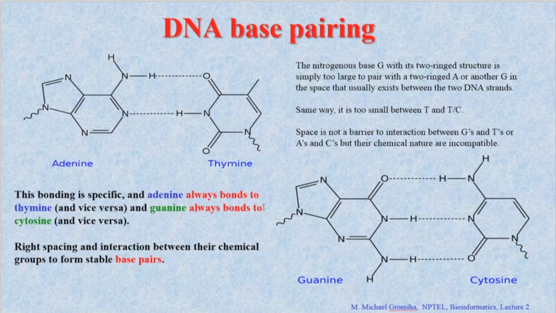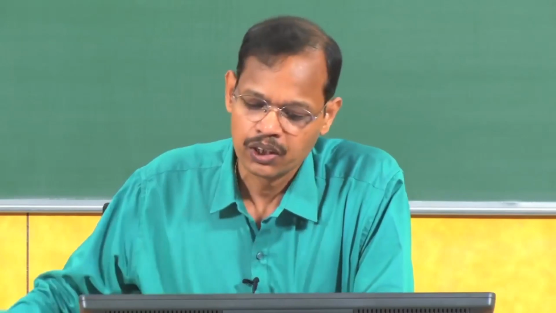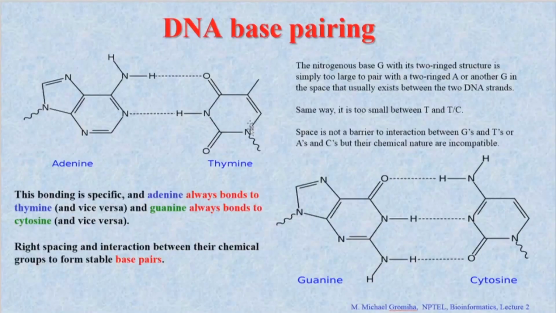If you try to pair two purines or two pyrimidines, either they have extra space, which also means a loss of energy, or they are very crowded, and due to steric interaction they are not able to pair with each other. So there are two reasons: one is the steric hindrance and the second is the chemical groups. Because of these two reasons, adenine always pairs with thymine and guanine always pairs with cytosine. So if you know one strand, then we can know the complementary strand, because A always pairs with T and G always pairs with C.